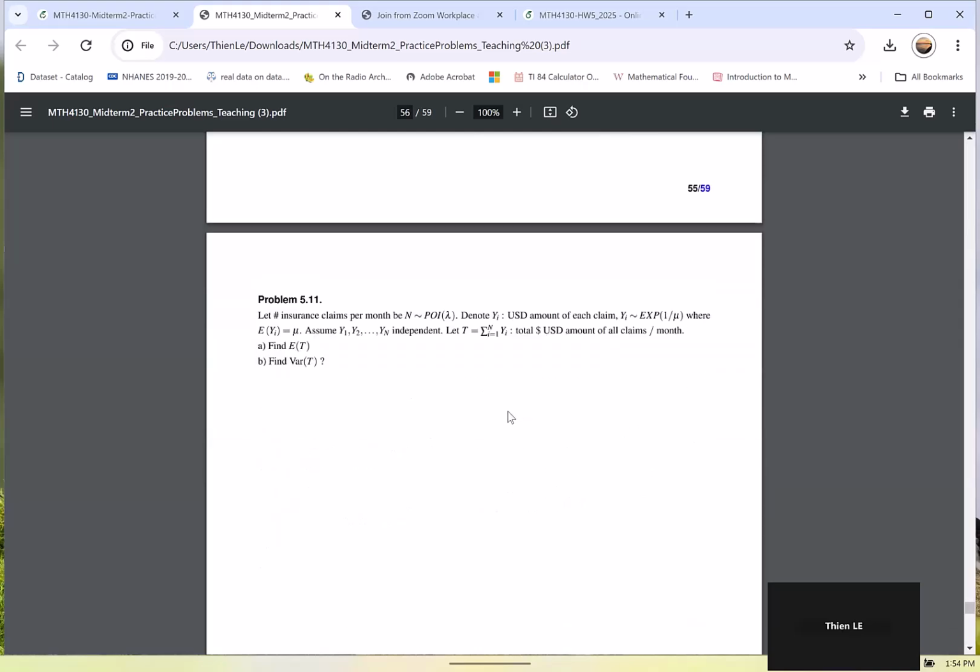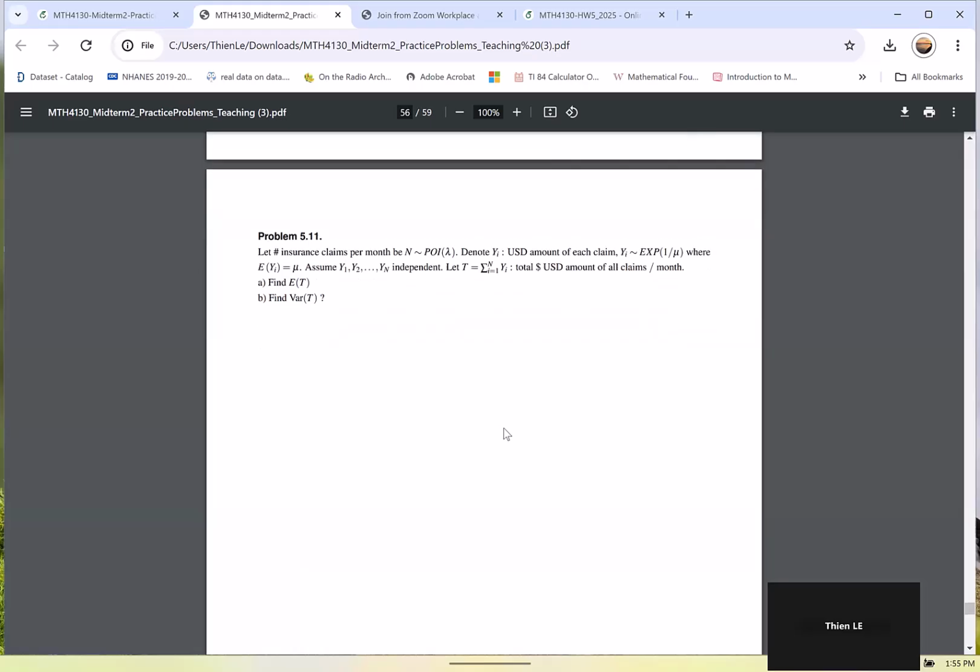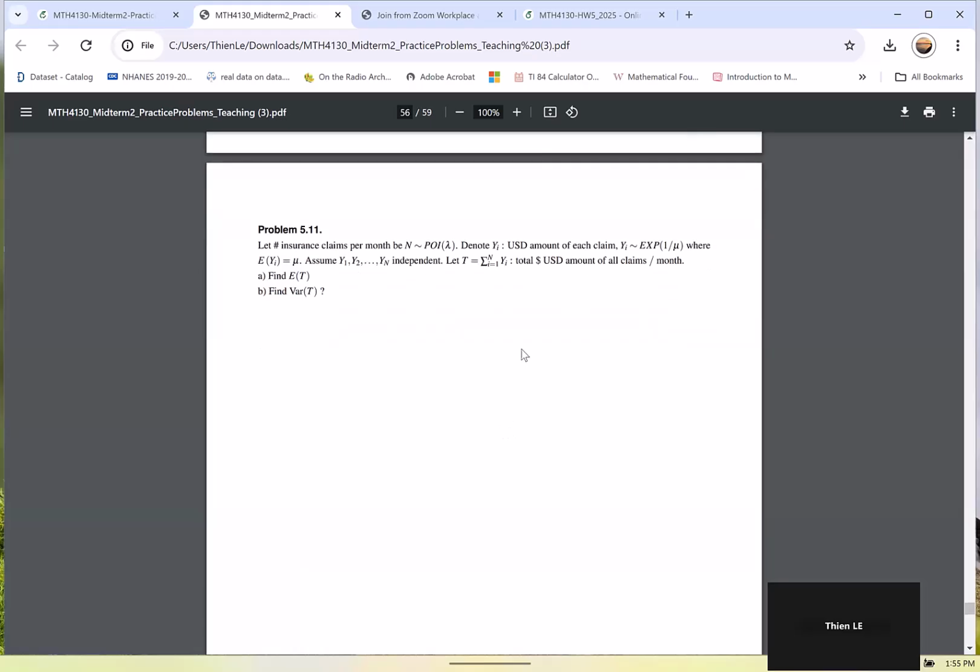Problem 11. The number of insurance claims per month is Poisson with lambda, and Y_i is the USD amount of each claim. The model is Y_i follows an exponential with mean mu, and assume Y_1 to Y_n are independent, and T is the total amount. Find E[T] and variance of T. So this is a conditional thing, right? You sum over the random variable N.